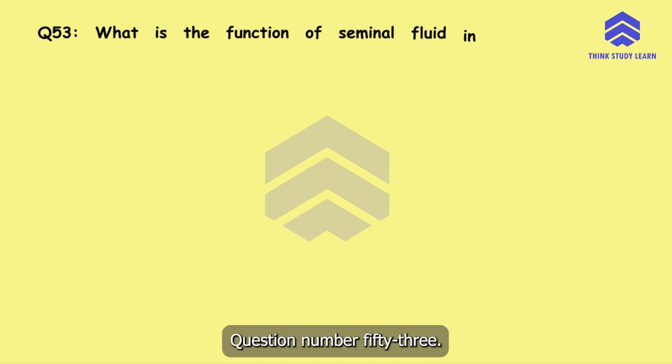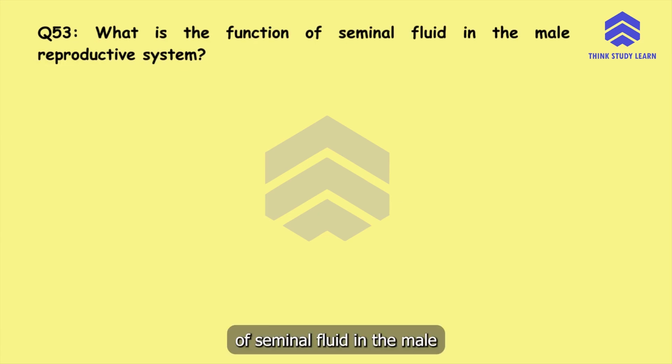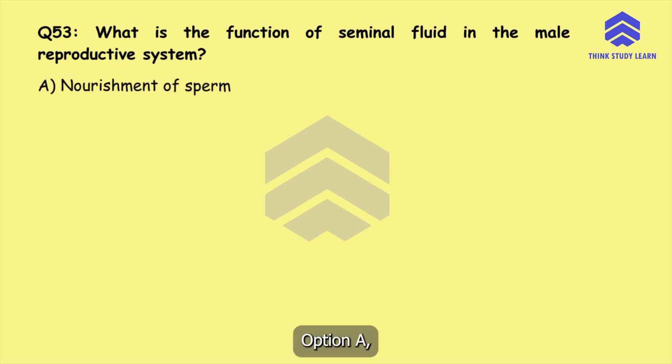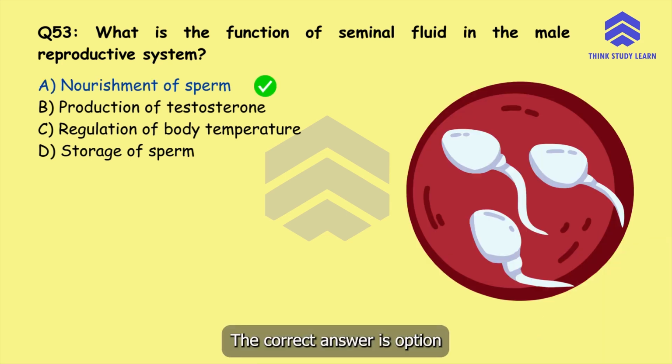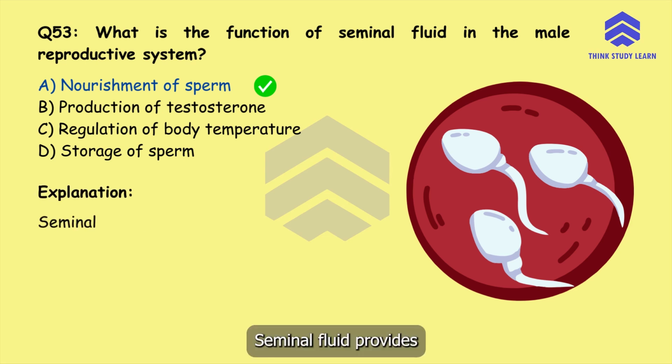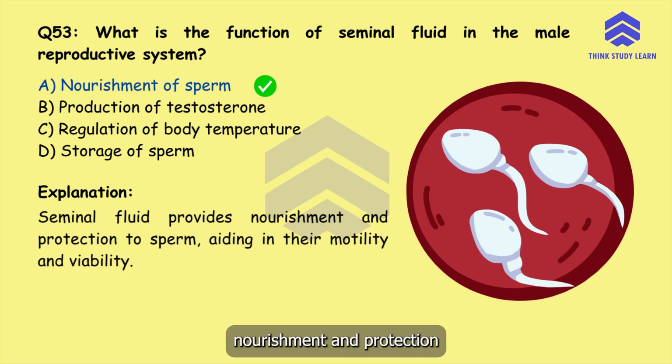Question number 53. What is the function of seminal fluid in the male reproductive system? Option A, nourishment of sperm. Option B, production of testosterone. Option C, regulation of body temperature. Or option D, storage of sperm. The correct answer is option A, nourishment of sperm. Seminal fluid provides nourishment and protection to sperm, aiding in their motility and viability.